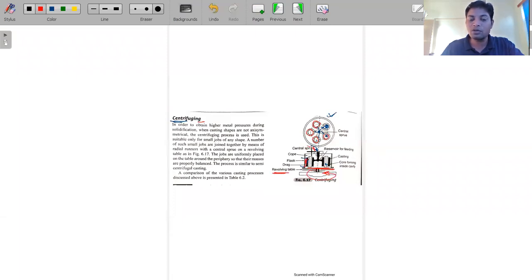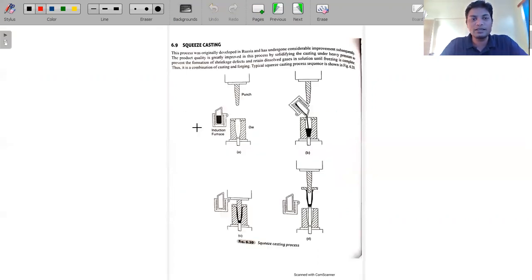So when we are filling the molten material, this will rotate, so the molten material should reach the mold cavity. That's why we are calling it centrifugal casting. So this is a type of centrifugal casting.